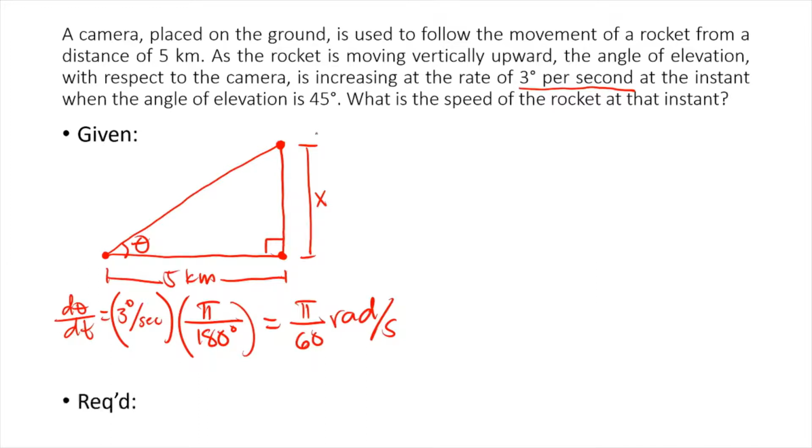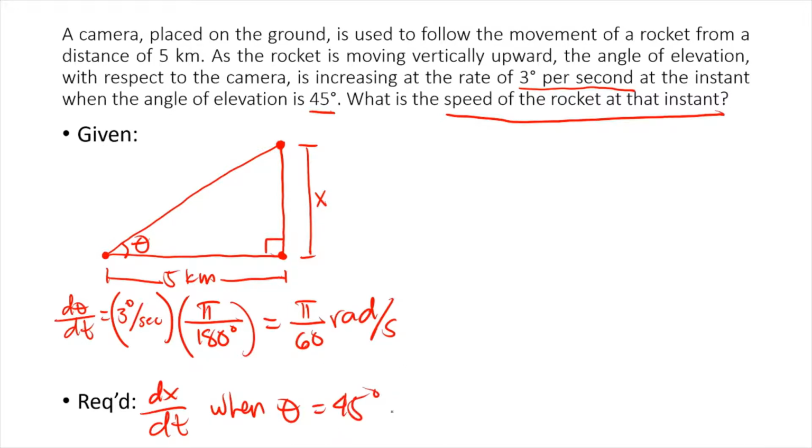So what we are required to find here is the speed of the rocket at the instant when the angle of elevation is 45 degrees. The speed of the rocket is the same as the rate of change of x over time. So basically we want to find dx dt at the instant when the angle of elevation, which is theta, equals 45 degrees, or 45 degrees in radians is pi over 4.